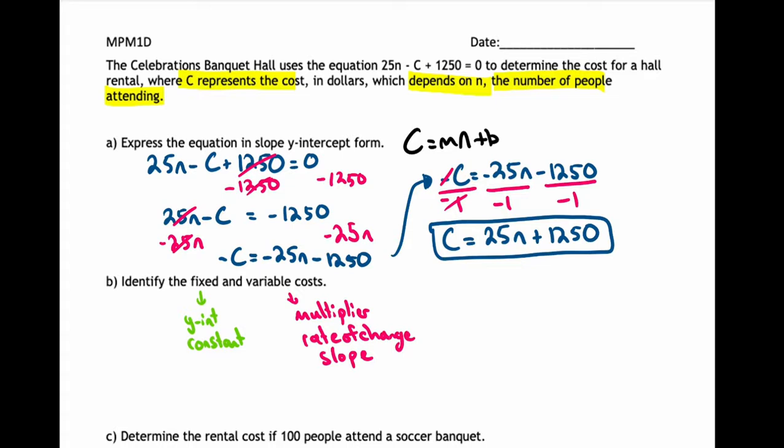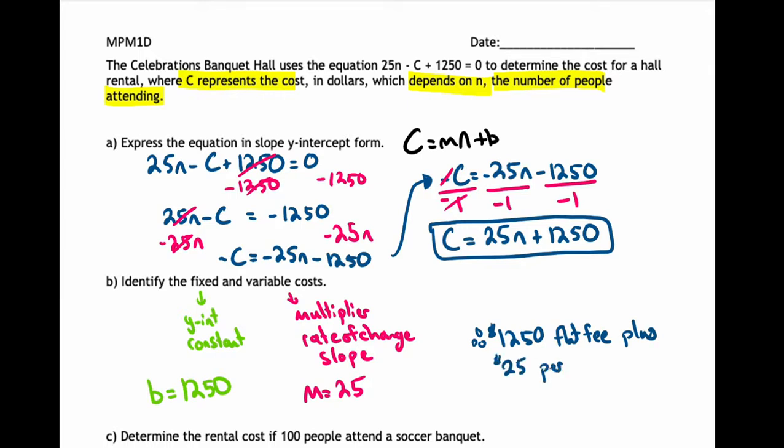So our fixed cost, or our constant, is clearly 1250. That means that when renting this hall, there's a flat fee of $1,250 that a person is charged. The variable cost, or the multiplier, is 25. So that means that it is $25 a person. So you could say, therefore, $1,250 flat fee plus $25 per person.